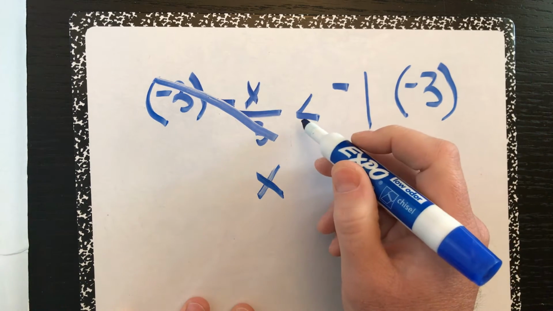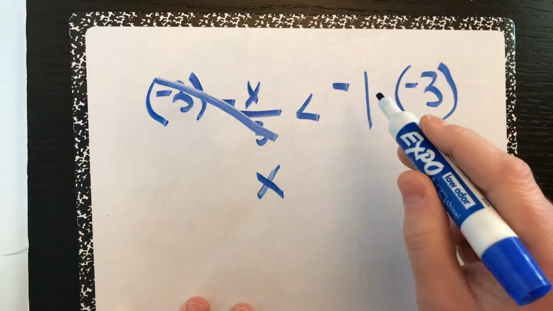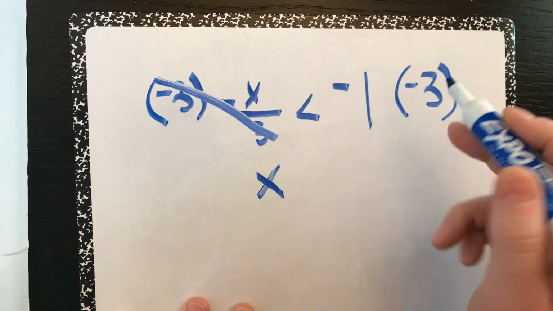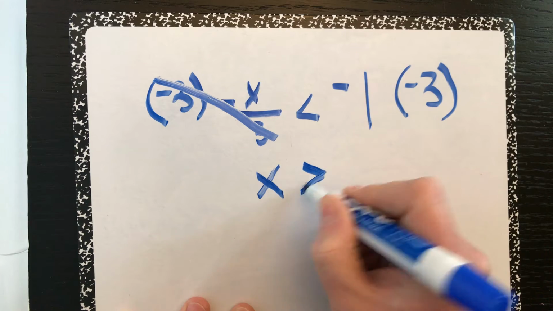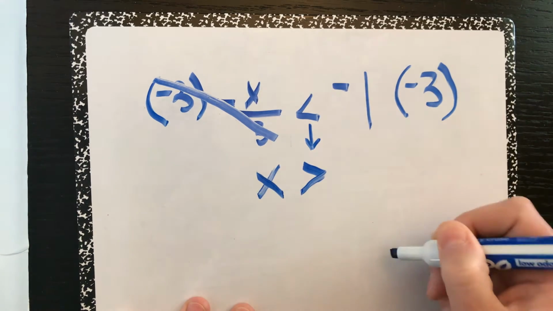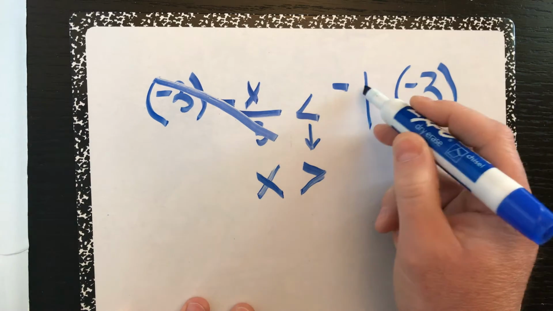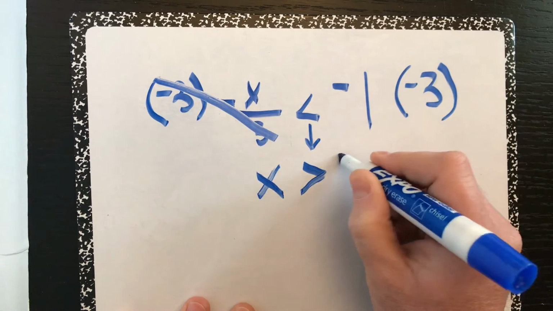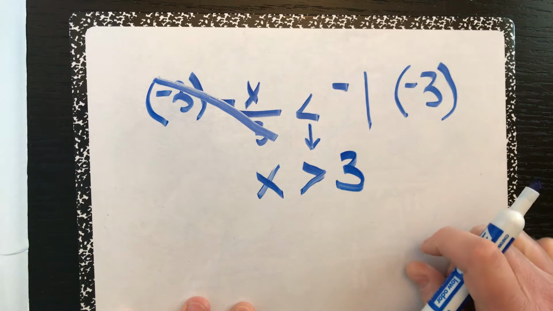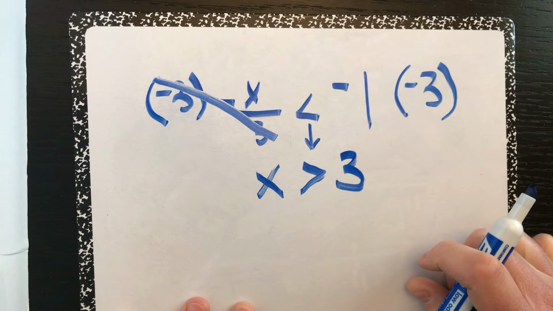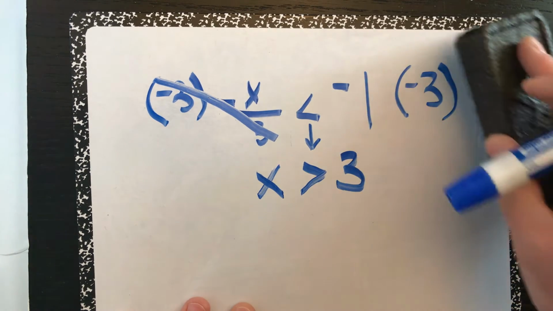But when we multiply or divide by a negative number, we flip our inequality. Notice that our inequality went from less than to greater than, and we have a negative 1 times a negative 3, which is just 3. So your answer would be x is greater than 3, okay?